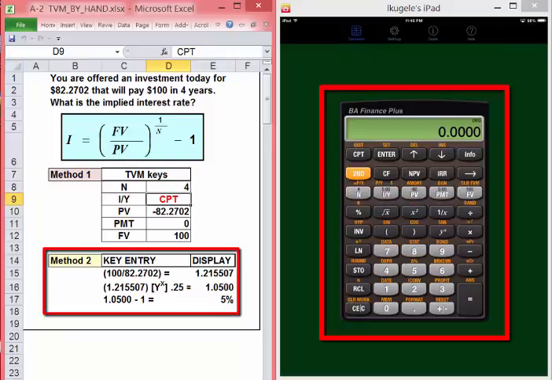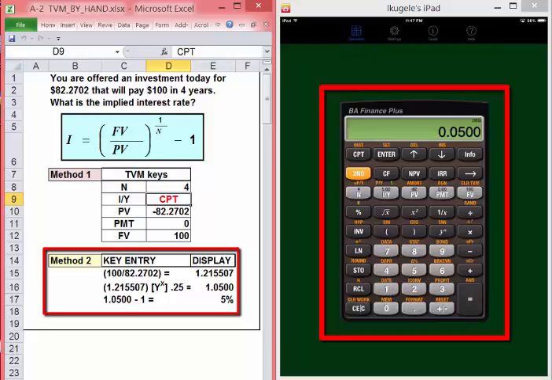Note that the exponent is a fraction, which works just like a whole number in Y to the X. So we want to divide the future value by the present value and then press Y to the X, 0.25. So our future value is 100 divided by 82.2702 equals Y to the X, 0.25 equals minus 1.